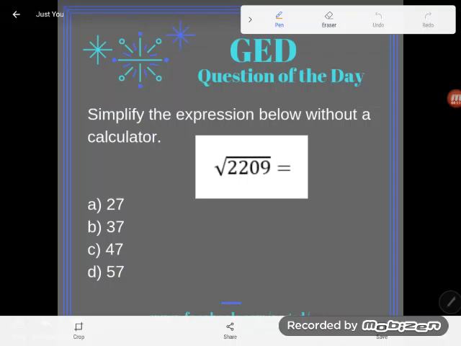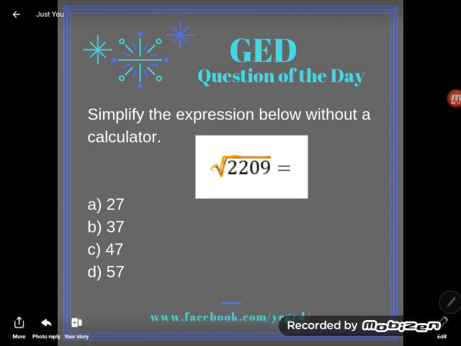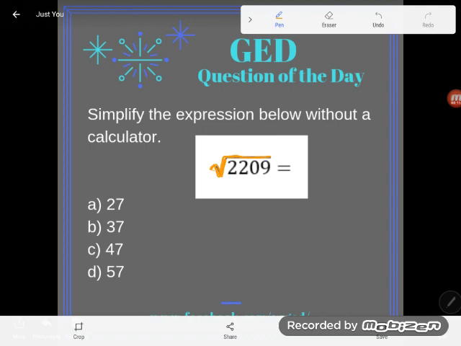Hey GED students, it's GED question of the day, and we've been asked to simplify the expression below without a calculator. Simplify means obey the operation symbols, do all the operations that you can, as much as possible anyway. So I can see that the symbol here is a square root. So it's asking me to find the square root of 2,209.